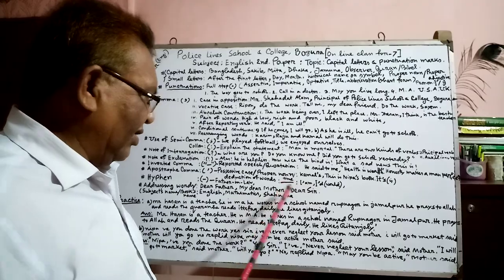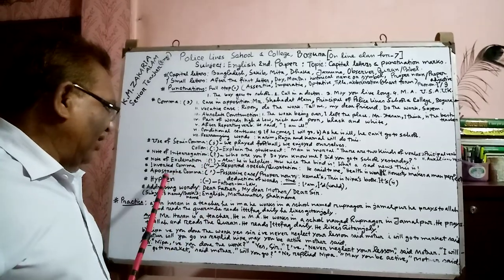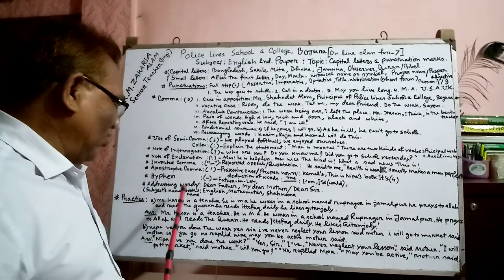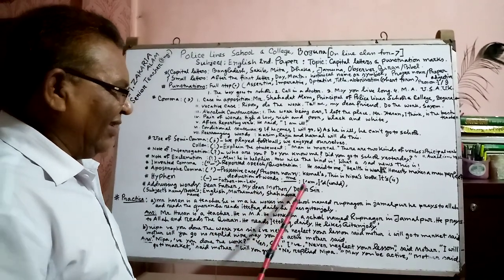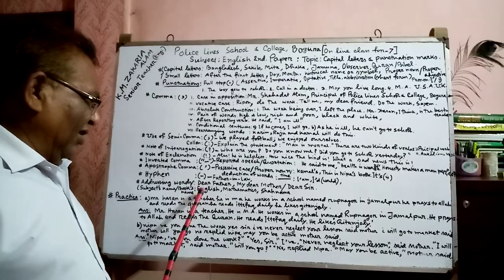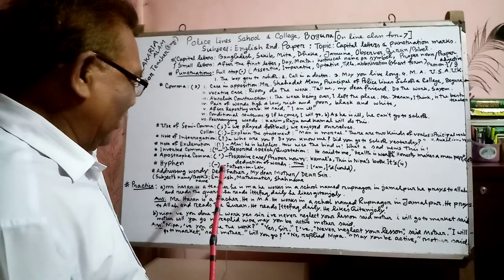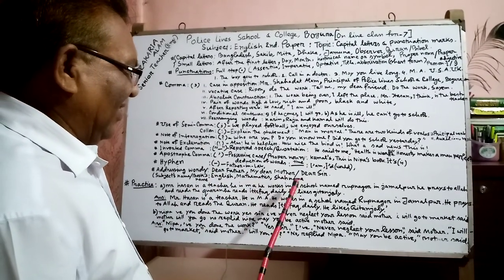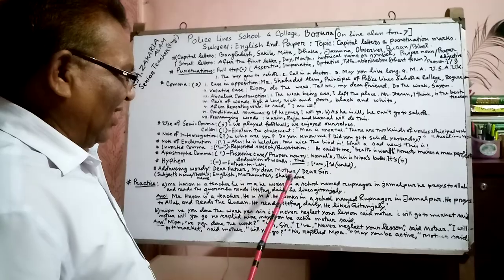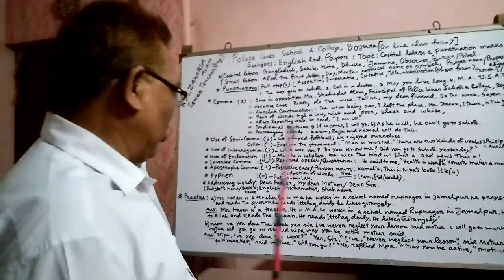Direction of words. Please follow hyphen: father-in-law, mother-in-law, sister-in-law, etc. Addressing words: dear father, my dear mother, dear sir. These are the addressing words. Subject name, book's name will be the first word in capital letters. English, Mathematics, Shanama. Here English and Maths, these are the subject names, and Shanama is an epic, that means it's a famous epic of the world.